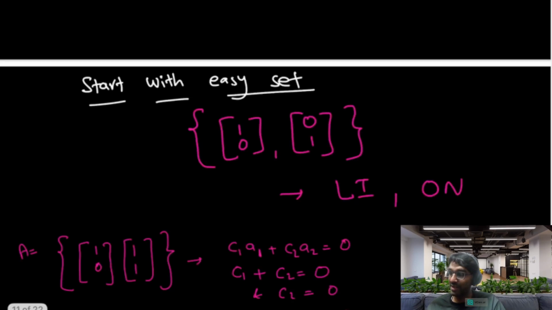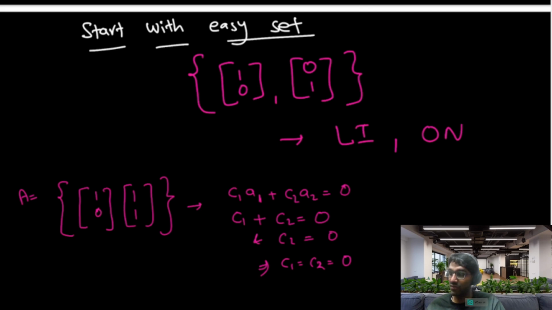So we can again start with the simple standard basis of R2, which is 1, 0 and 0, 1. This is linearly independent as well as orthonormal. Why is this linearly independent? Because, as we have seen, if you take the linear combination and equate it to zero, you get the coefficients as zero. And if you take the dot product of each with the other, you get zero.